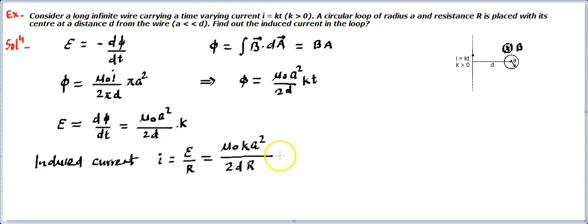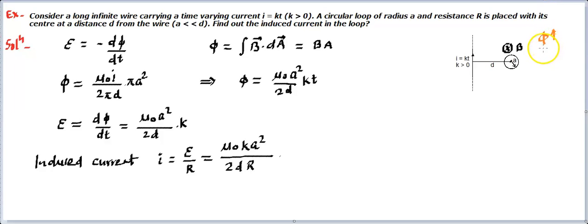So this becomes the formula for the induced current in that loop. Now we can also find out what the direction is going to be using Lenz's law. So this was your Faraday's law application. Now we can use Lenz's law to find the direction. And since the magnetic flux inside is increasing, flux is going inside and it's increasing.